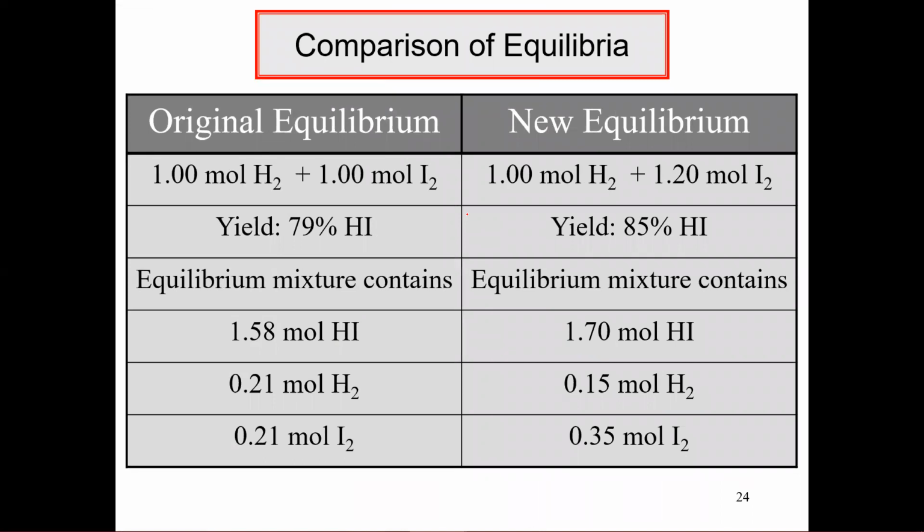Now, if we look at comparisons of equilibrium here, if you started with 1 mole of this and 1 mole of that, you get 79% HI, and this is 1 mole of this and 1.2. You've added to this, you get 85%, and so now the equilibrium mixture looks like this, and so essentially this is higher than it would be otherwise.